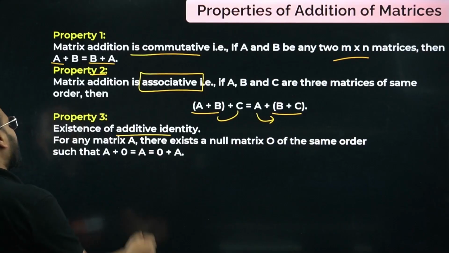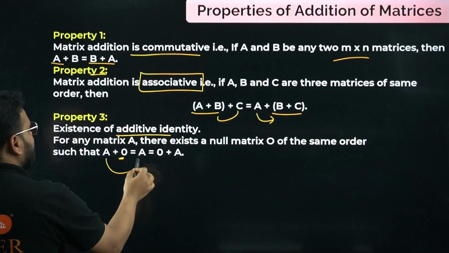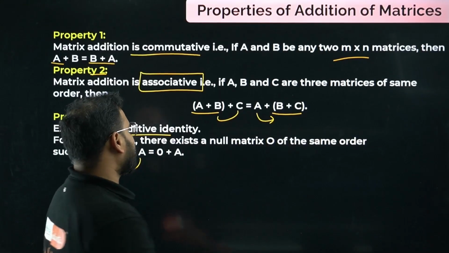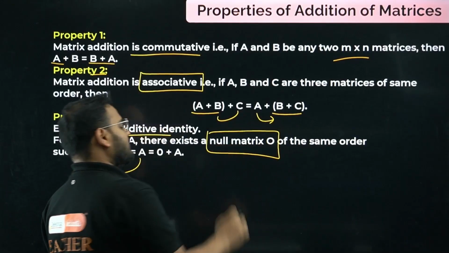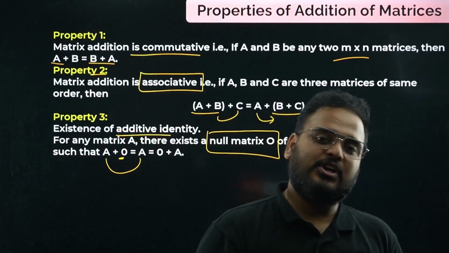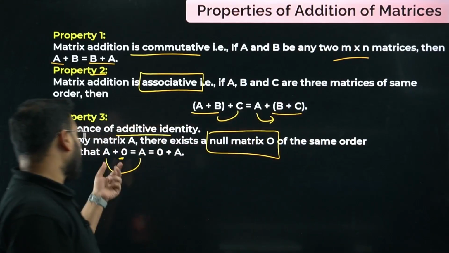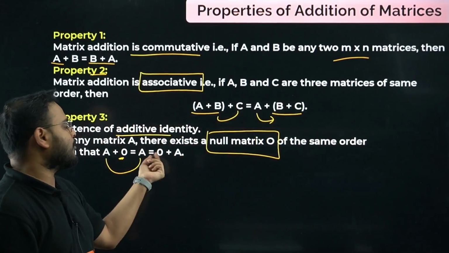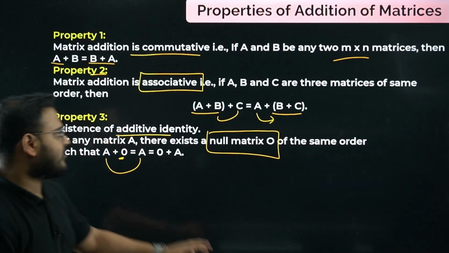Okay, property number 3, what we have is something called the additive identity. Means if you add something to a matrix, it will remain itself. What is that called? Null matrix. There exists a matrix which, if you add to the matrix, it will remain unchanged or unaltered. Please check: A added with 0 remains A only, or 0 with A remains A only. Property 3 is also defined.